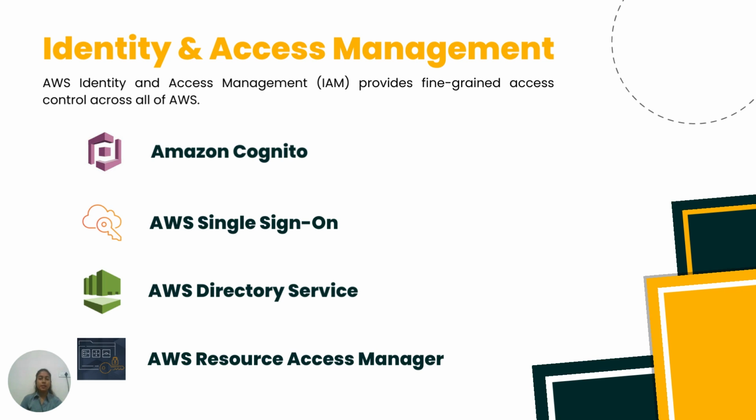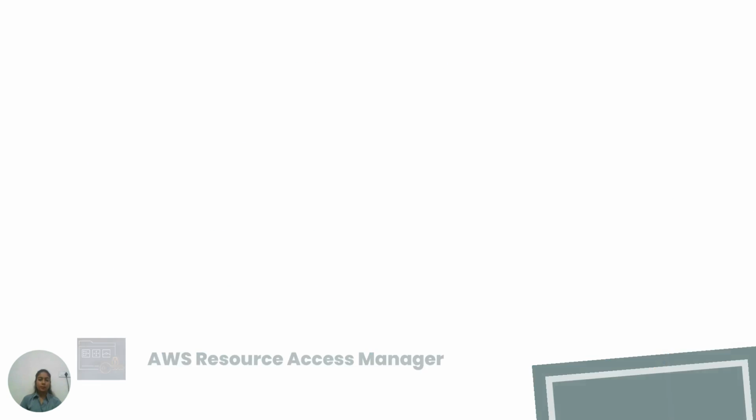AWS Identity and Access Management provides fine-grained access control across all of AWS. With IAM, you can specify who can access which services and resources and under which conditions. With IAM policies, you manage permissions to your workforce and systems to ensure the least privileged permissions. IAM is further classified into Amazon Cognito, AWS Single Sign-On, AWS Directory Services, and AWS Resource Access Manager. Let's see each of these one by one.